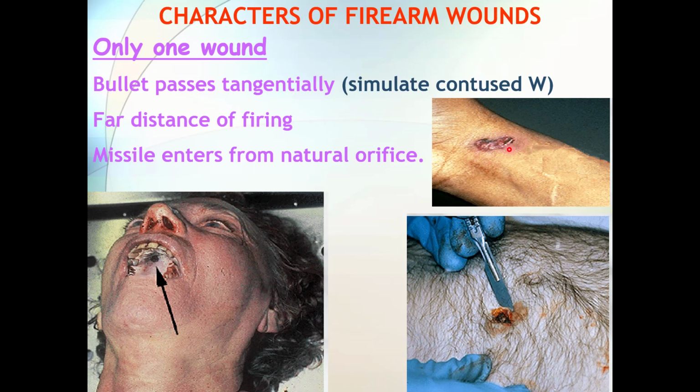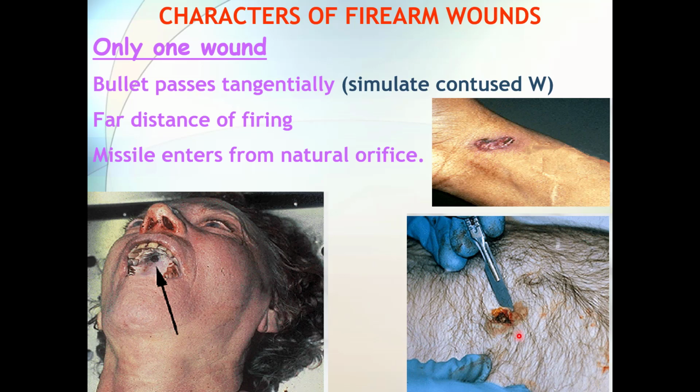But the difference between a contused wound and a firearm injury is the presence of greasy substance surrounding the wound, or the presence of some minimal tattooing or some minimal blackening, or from history. All this means that the case is a firearm wound. If we found the greasy substance or associates of the projectile, it means a firearm wound.